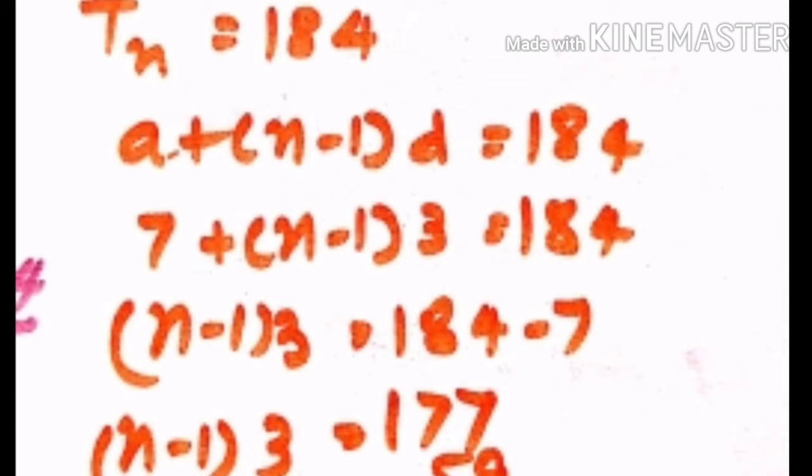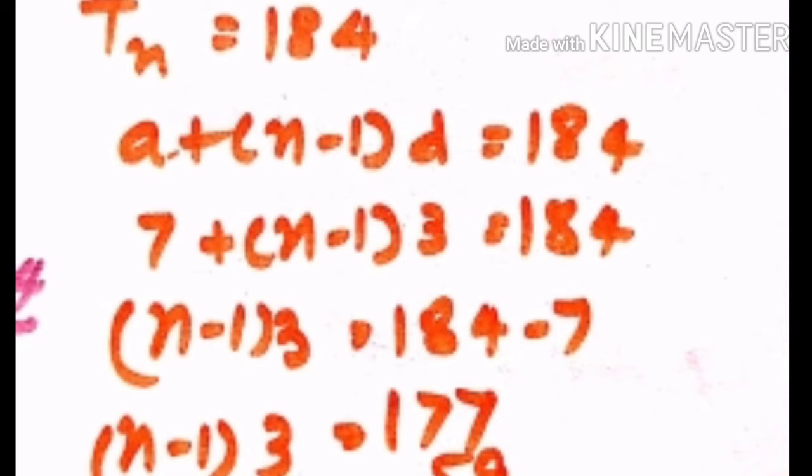We have all the values like a and d, so we can first get n. n means how many terms there are in our AP. So for that, a value is 7 plus (n minus 1), d value is 3, is equal to 184. Now (n minus 1) into 3 is equal to 184 minus 7. So 184 minus 7 is equal to 177.